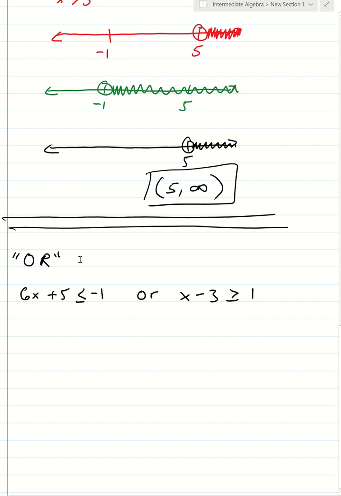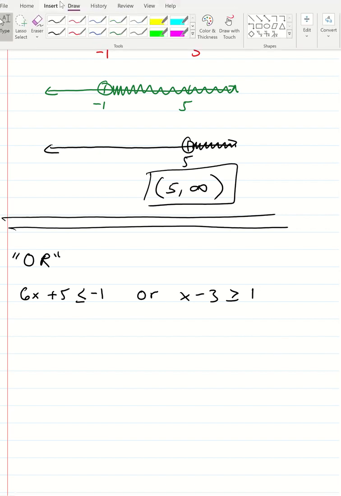Now, when it comes to the word or, we're not looking to see what satisfies both. We are looking to take the solutions of the first one, the solutions of the second one, and as long as it's shaded somewhere, then it would appear on the final black number line.